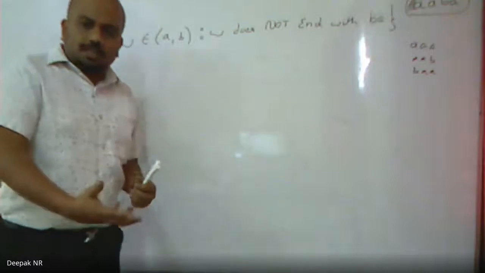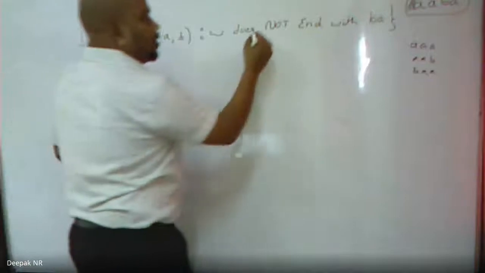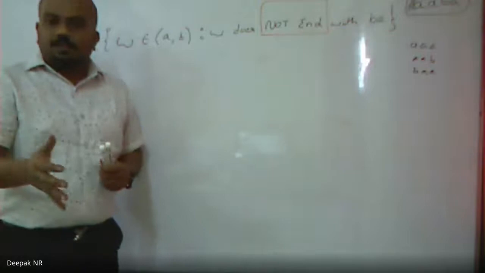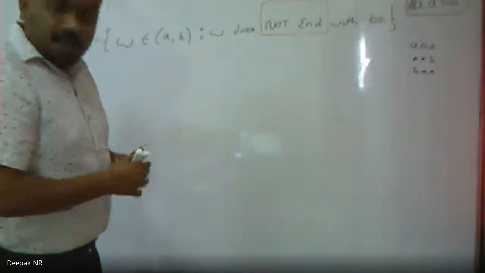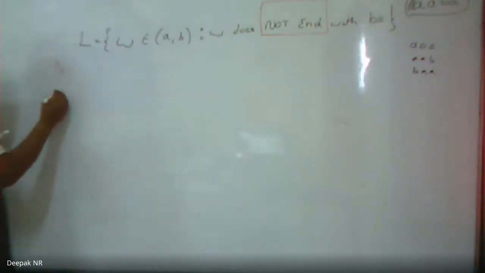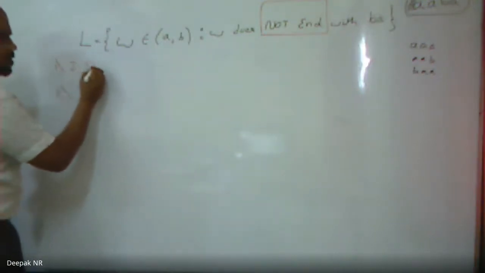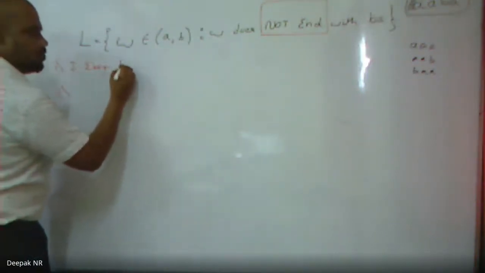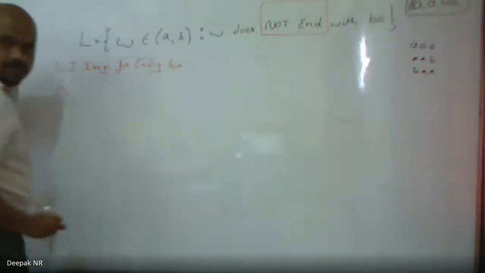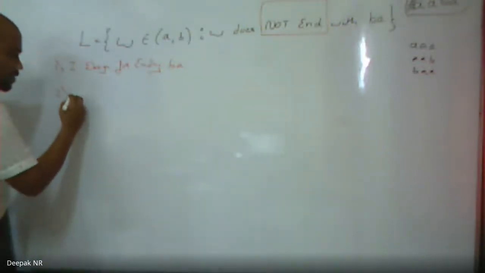Now, I do have my own strategy to solve this. Whenever there is a question of the form "not ending with", I follow two steps, step 1 and step 2. In step 1, first I design for ending with BA.